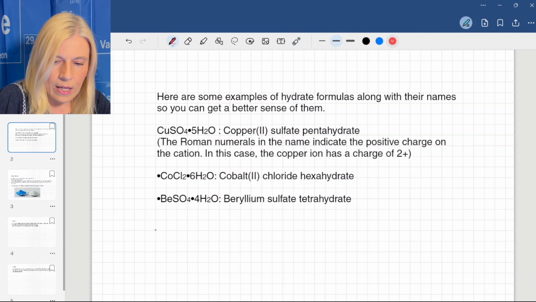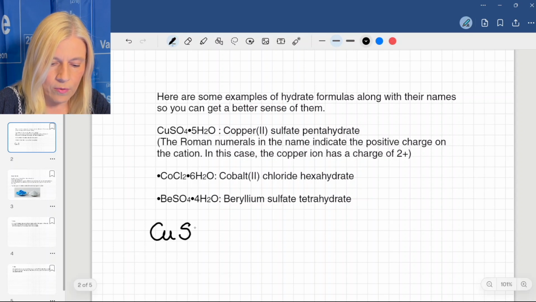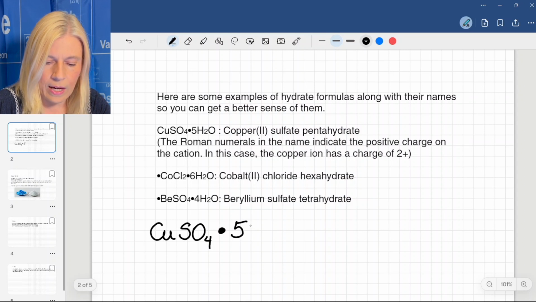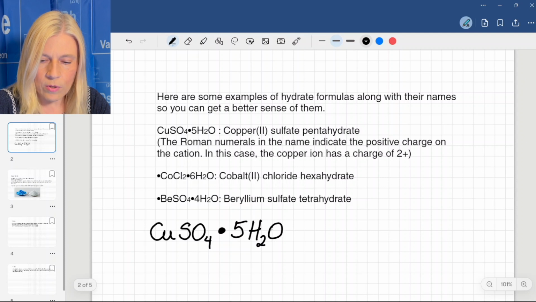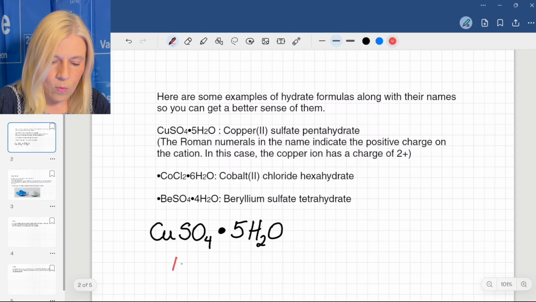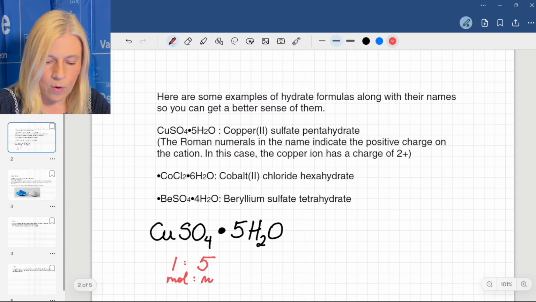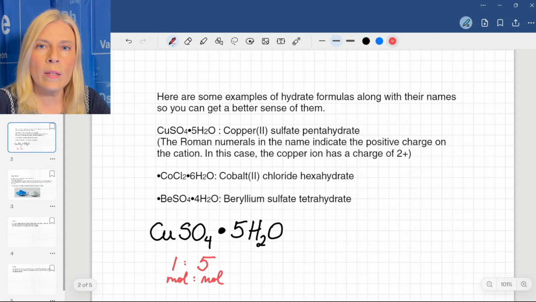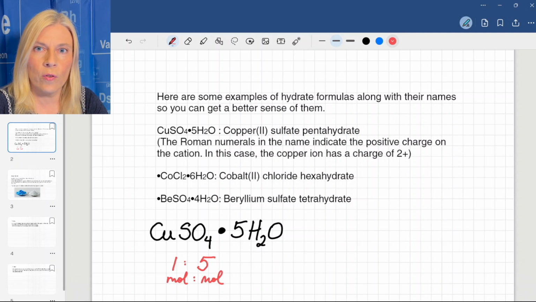Let's go and look at our copper sulfate pentahydrate. So if we write copper sulfate, and then we write this dot, and then we have this 5 water, I want you to notice that this is a 1 to 5, and this is a mole to mole ratio. So for 1 mole of copper sulfate, we have 5 moles of water. It's a mole-to-mole ratio. It's very important to remember that.